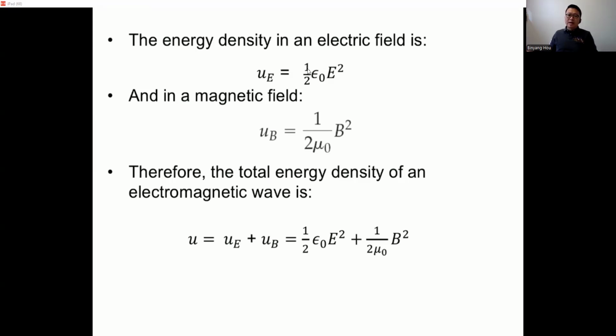A quick recap of what we learned: when you have an electric field, the energy density is proportional to E squared, 1/2 epsilon naught E squared. In the magnetic field, the energy density is 1/2 mu naught, but also B squared. So the total energy in the EMF wave will be a combination of these two. u_E plus u_B, where lowercase u means energy density. So this one plus that one.